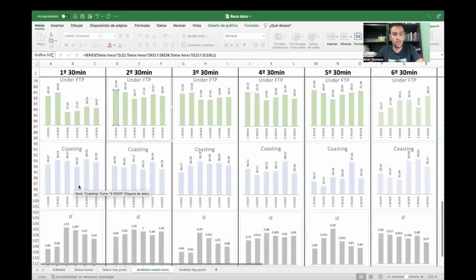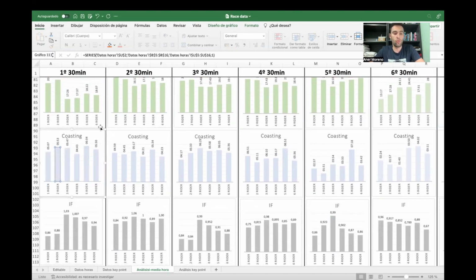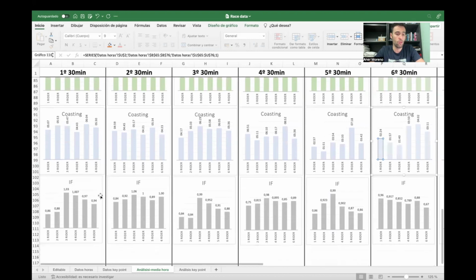The coasting, and this is written as under 30 watts. Also, we tried to research how much time riders spend without pedaling, but I think it's better analyzing this because, as we can see here, the three best riders of the team spend less time without pedaling, or under 30 watts, in the last half an hour, and here they spend much more time also without pedaling than the other ones.